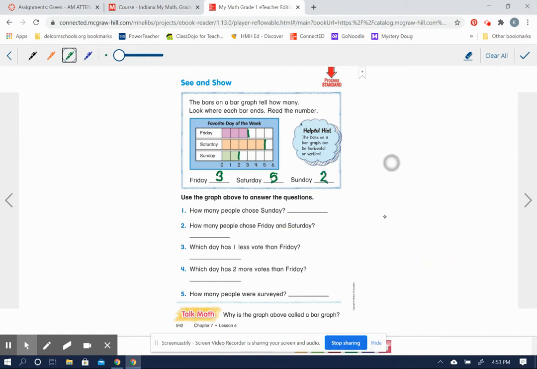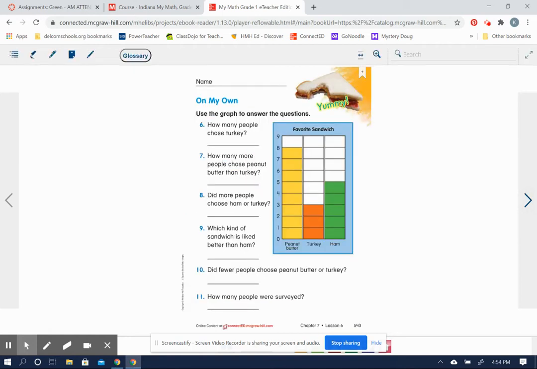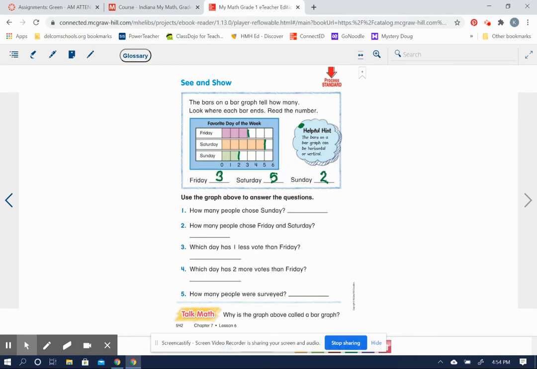Okay, now here's a good helpful hint. It does say that the bars on a bar graph can be horizontal, which is what these are. See these bars that are going horizontal? They can also be vertical, and that means they go up and down. This one is a vertical graph where the bars are going up and down. That one's vertical. This one is horizontal. Like the horizon is a line that goes back this way.